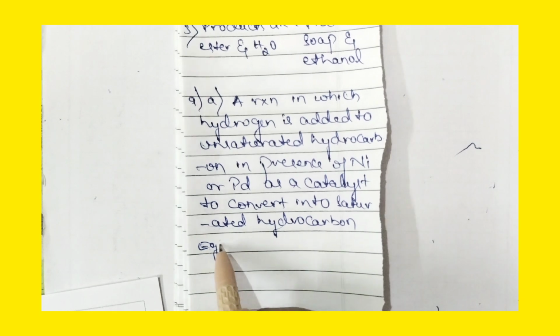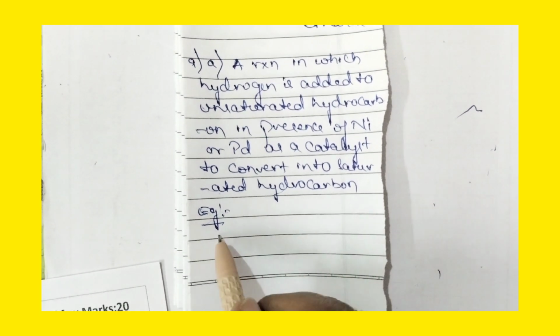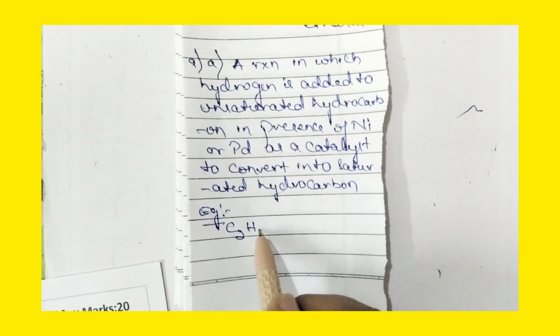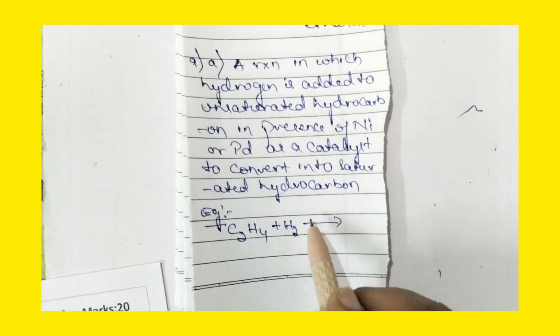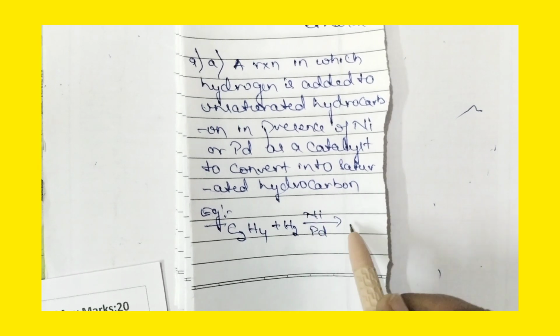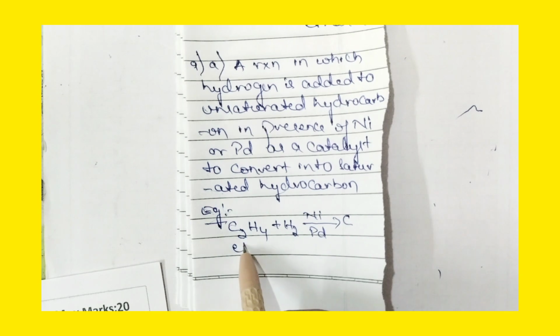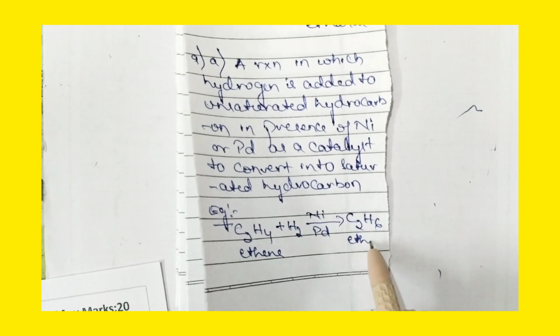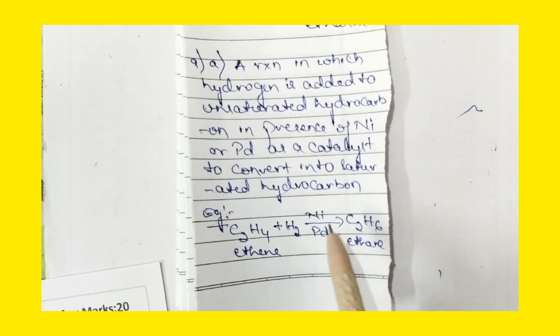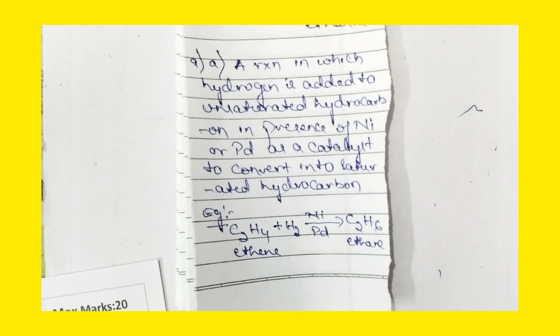Example: ethene, which is an unsaturated hydrocarbon. When hydrogen is passed through ethene in presence of nickel or palladium as a catalyst, the unsaturated ethene is converted into saturated ethane. C2H4 plus H2 becomes C2H6, that is ethane. Converting ethene into ethane is an example for addition reaction.